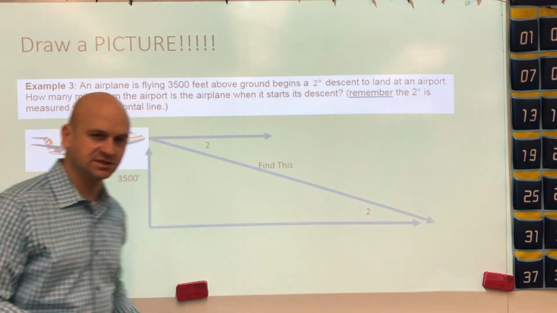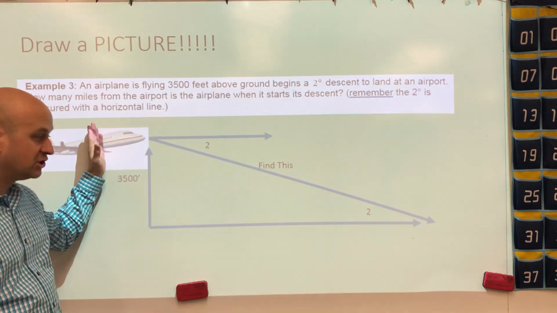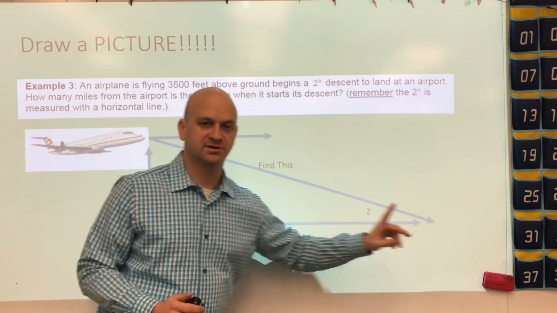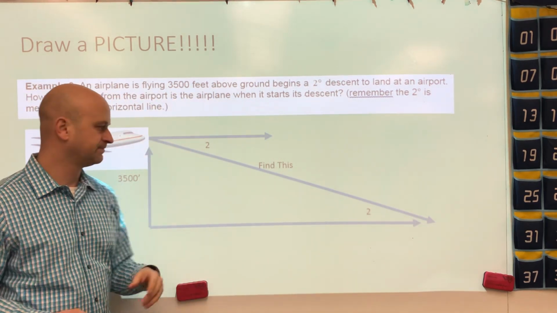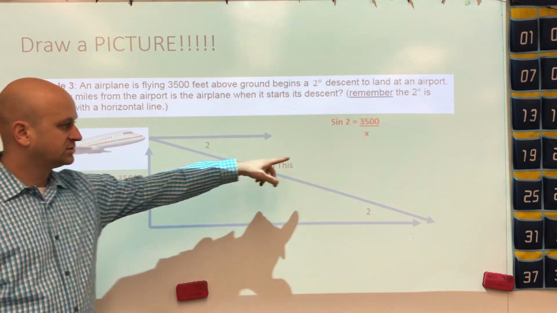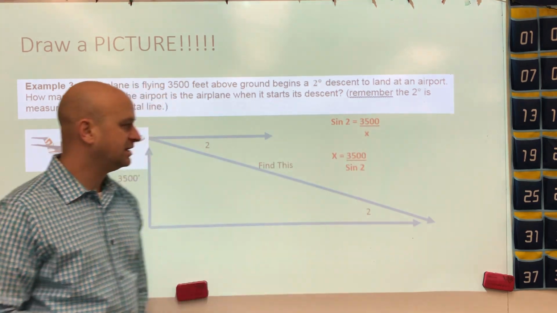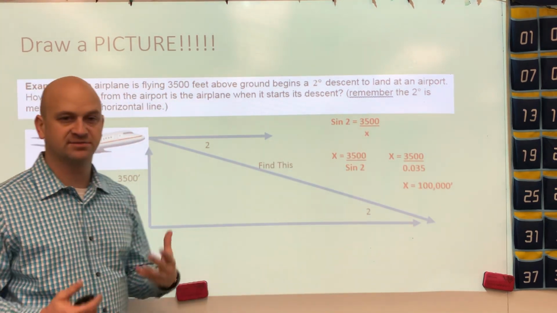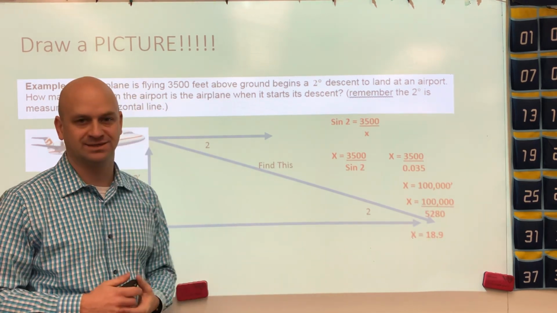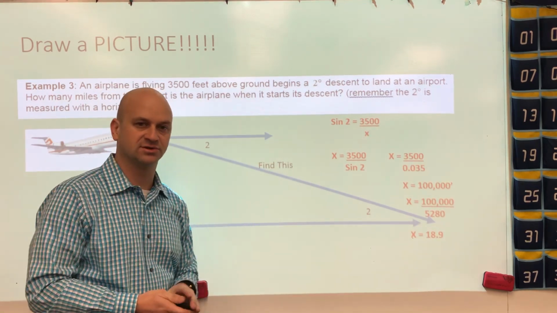Now this was confusing because it might make sense to find the bottom, but they said the airplane to the airport, not the distance on the ground to the airport. So the words are going to give you clues. Okay, so this is going to be sine, opposite and hypotenuse. Now the variable's on the bottom, so we're going to switch these 2 and then divide, and we're going to end up getting a distance of about 100,000 feet. If we convert that into miles, it's actually about 19 miles away, which would make sense if you're about 19 miles out that you would begin a descent towards the airport.